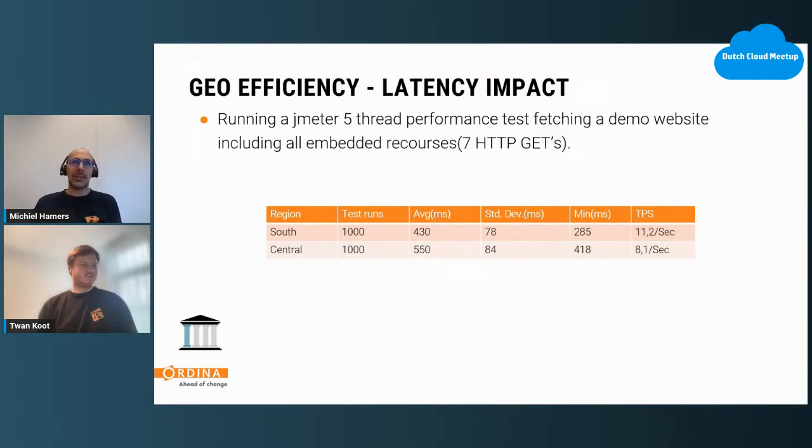So we also did the JMeter test. We did a performance test to check how an end user would be impacted by a switch in data centers. We had a sample website, and we did a GET of all the resources needed to get the homepage. We did it 1,000 times, 1,000 iterations, and these are the results. To South India, it's 430 milliseconds, and to Central it's 550. Yes, there is a performance impact, about 100 milliseconds.